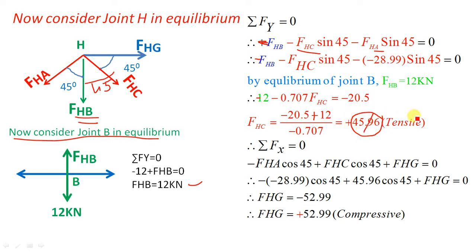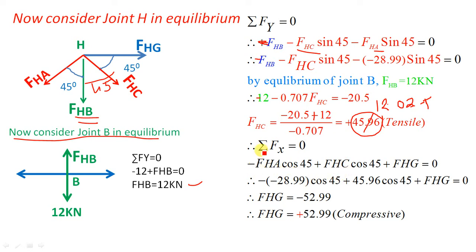So it is 20.5 minus plus 12 divided by 0.707. So this answer is 12.02. Answer is positive, so the assumed direction is correct. So your answer is F of HC is 12.